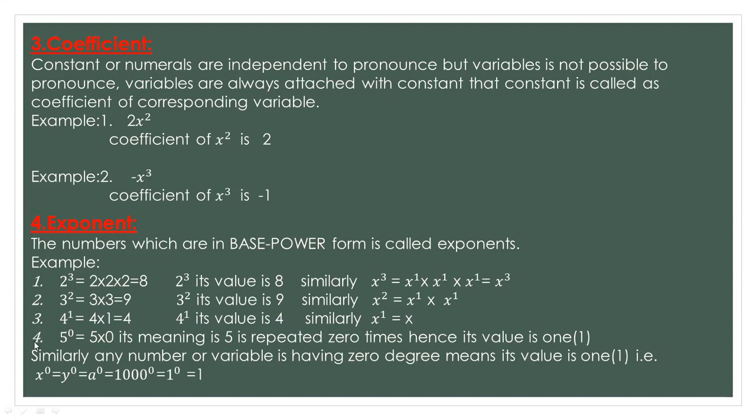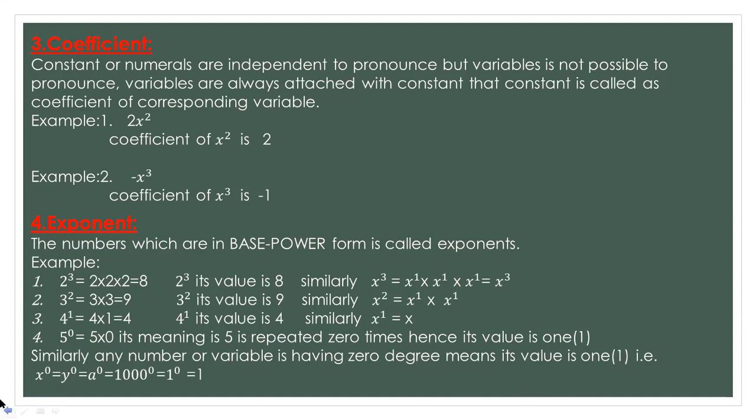So fourth example, carefully observe this. This is 5 to the power of 0. It means number 5 is repeated 0 times. 5 is repeated 0 times. But in one variable, one number is repeated, is it right? Its meaning is 5 is repeated 0 times. Hence its value is 1. Be careful, students. Any number or variable which is having degree 0 or power 0, its value is always 1 only.